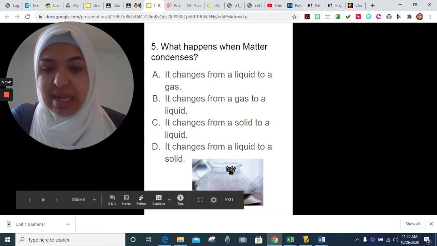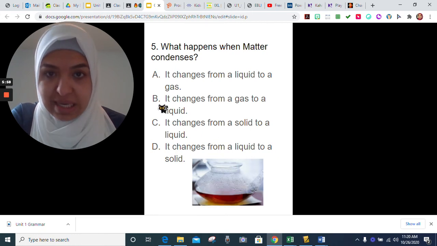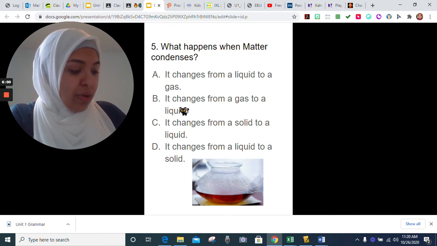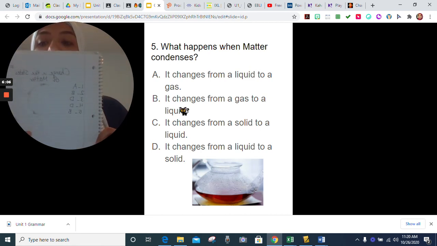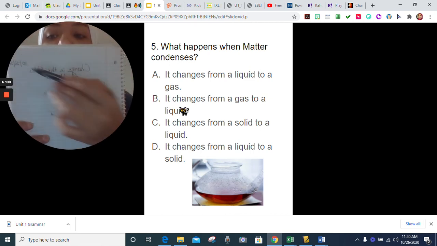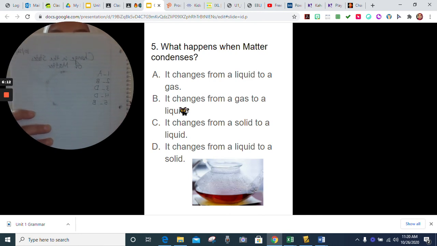So it changes from a gas to a liquid. That's why the steam is going to turn into liquid and water drops and stay that. So the answer is B. Go ahead in your notebook, write 5-B. Your notebook at this point should look exactly like this one: the date, the title, the question, and the answer right next to it.